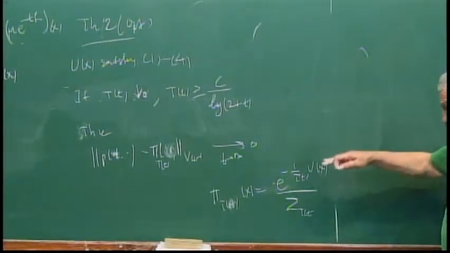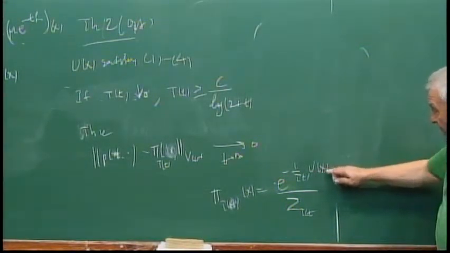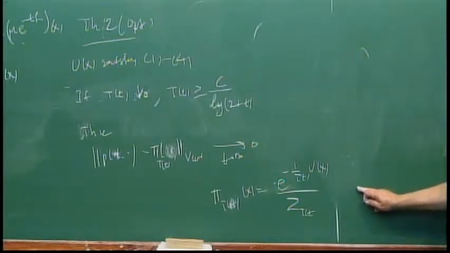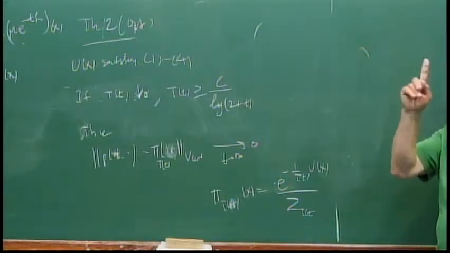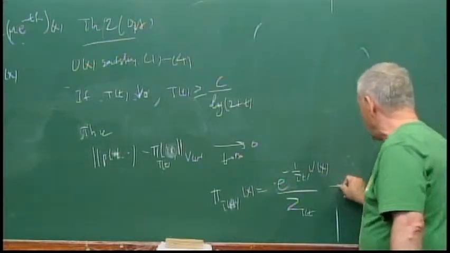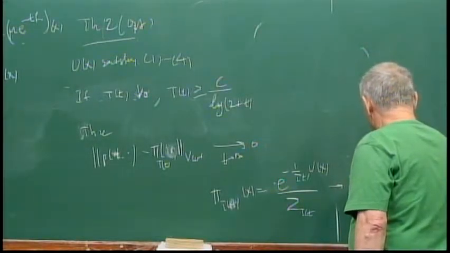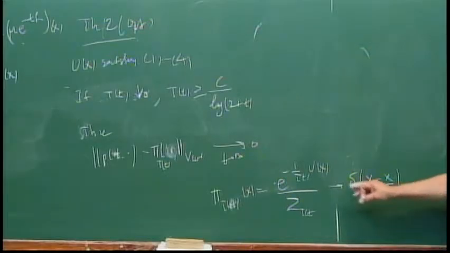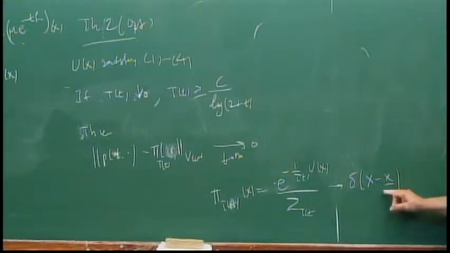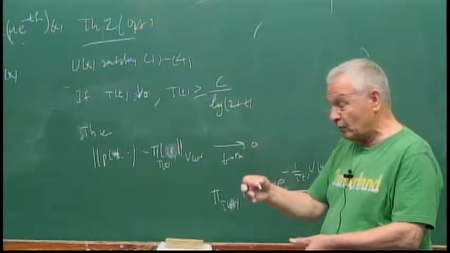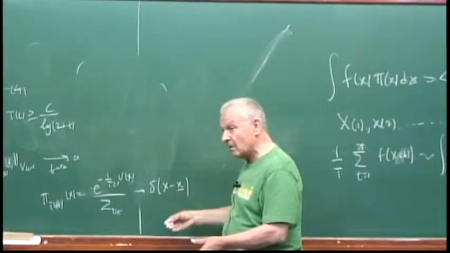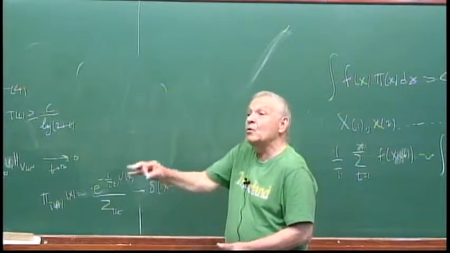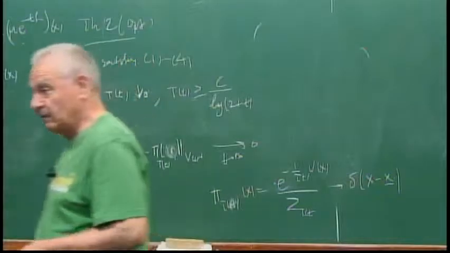U of x has global minimum at 0. So the only term as t going to infinity, if the global minimum is a unique minimum, it goes to a delta function considering the global minimum, right? You have to worry about what happens to this, but the only term that survives here is really the global minimum if it is unique. If it's not unique, it goes not to a probability concentrated on the global minimum, but to the probability concentrated on the global minima or the structure of the set of global minima.